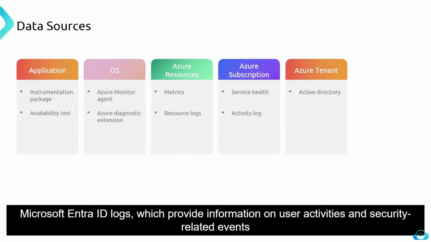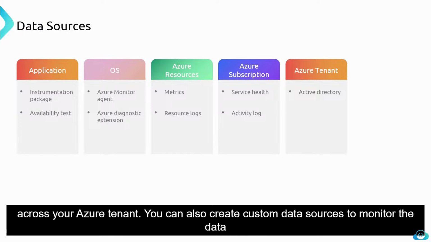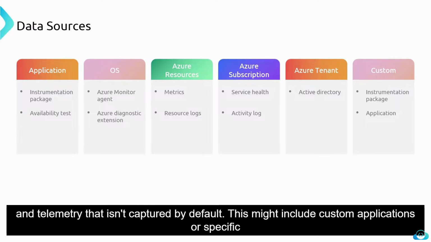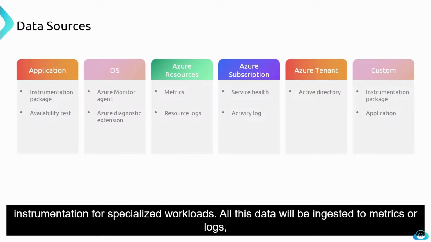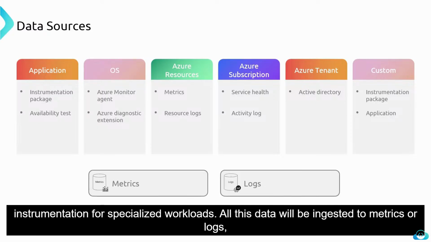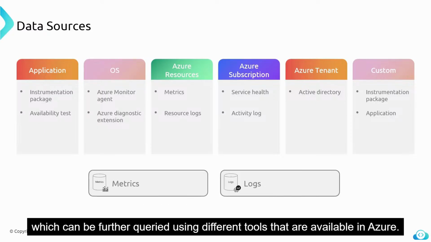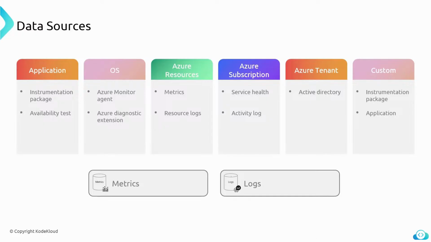Subscription. Subscription level monitoring includes service health monitoring, which provides information on Azure service issues, and activity logs that record subscription level events, such as resource creation and modification. We do have a dedicated lesson on activity log. Azure Tenant. This encompasses organization-wide data sources such as Active Directory, Entra ID logs, which provide information on user activities and security-related events across your Azure tenant.